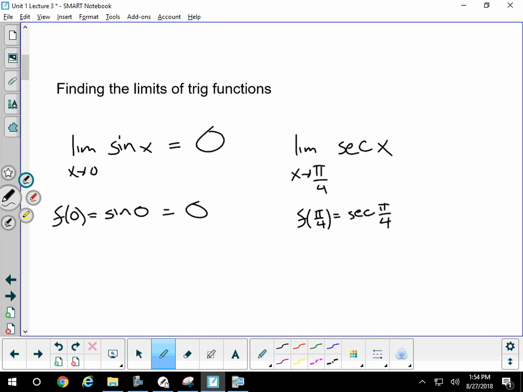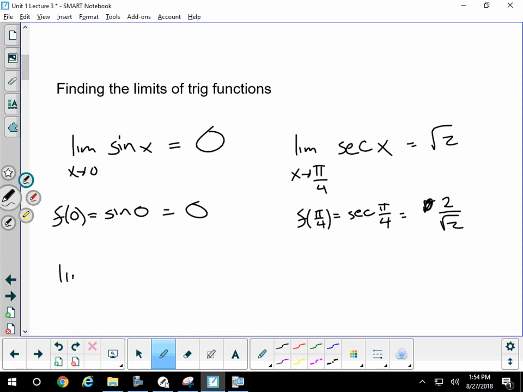Secant is the reciprocal of cosine. Cosine of pi over 4 is root 2 over 2. This is 1 over root 2 over 2, or 2 over root 2, which is root 2. Okay?